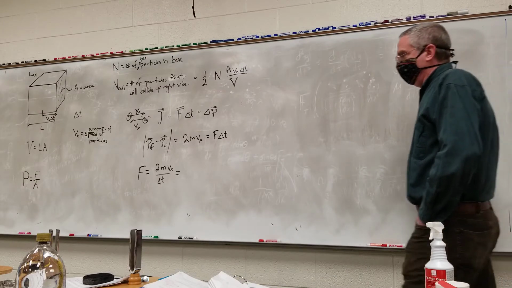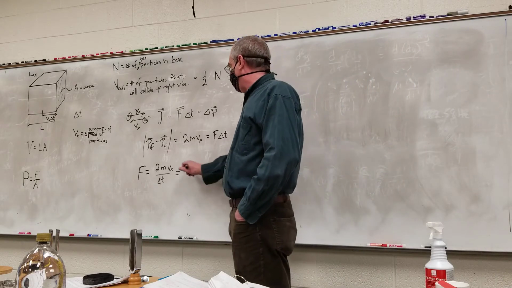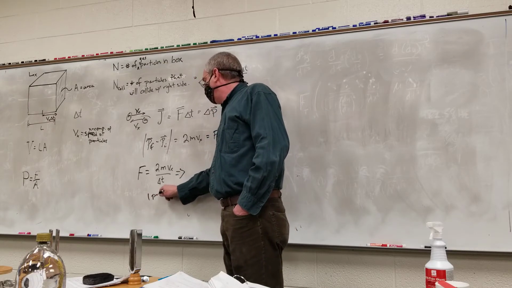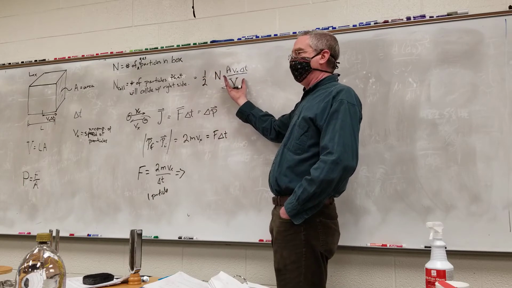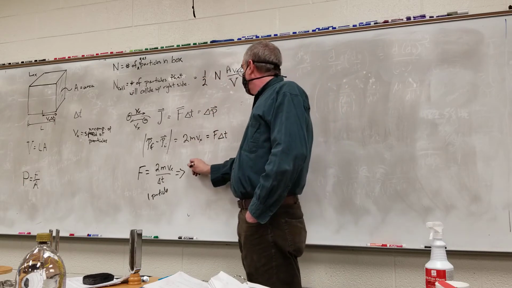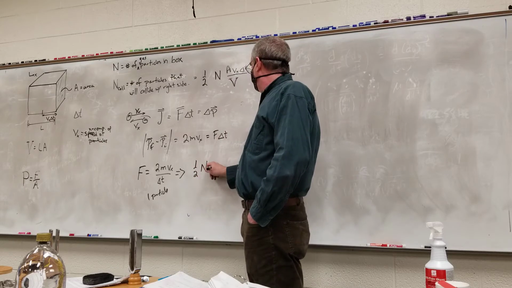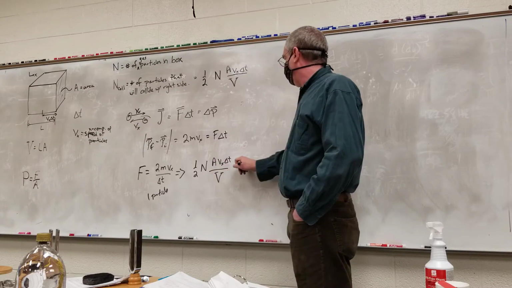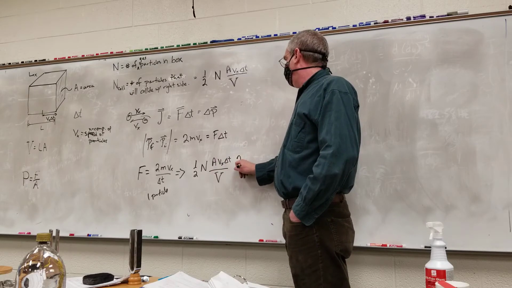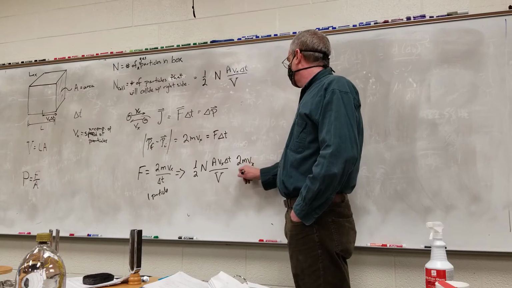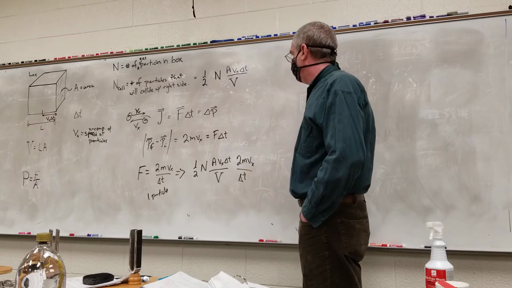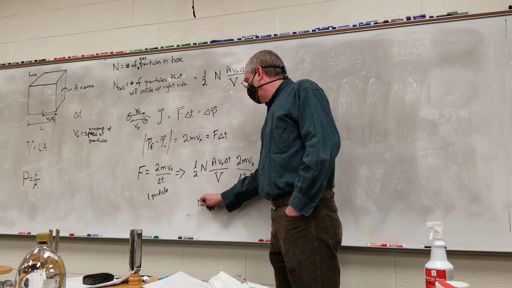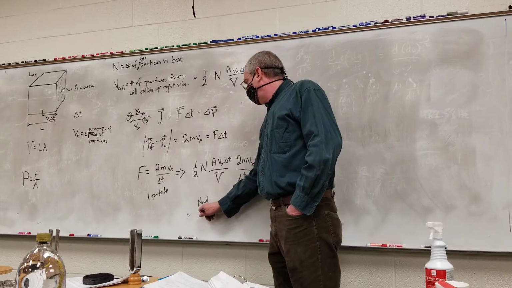That's for one particle. But if we actually wanted to look at the total force that is acting on it, we have that many collisions actually happening, so it's that times this. So I have 1/2 times N, A vx delta t over the total volume, times 2mvx over delta t. So this is for the N number of particles that are colliding.